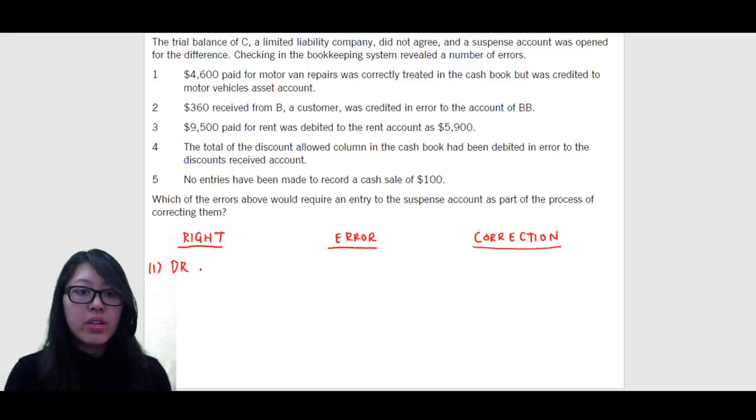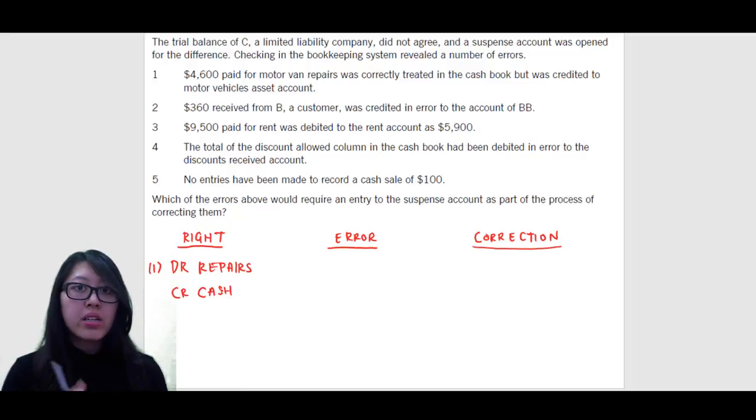So we should have debited the repairs account, and we should credit the cash book because we are paying for the repairs with our cash, and so cash is going out and it's a reduction. And repairs is an expense. Now it says it was correctly treated in the cash book. So if it was correctly treated in the cash book, this would have no error.